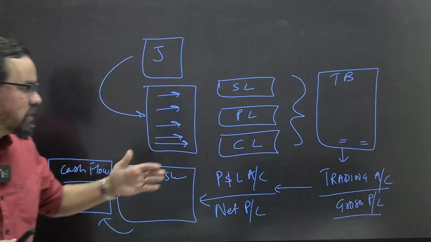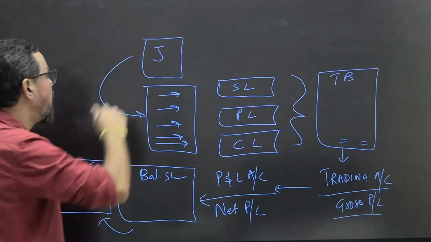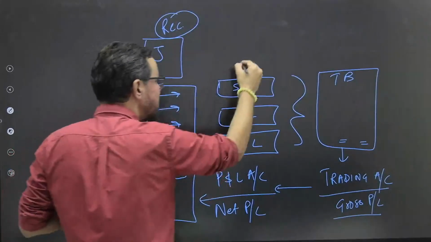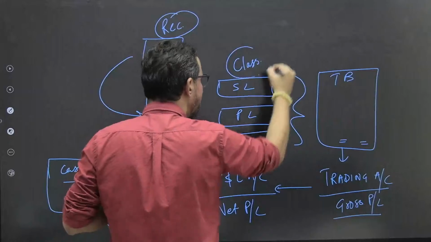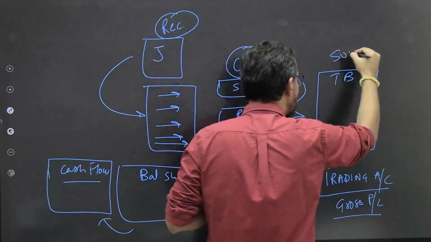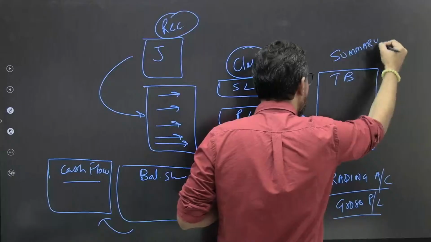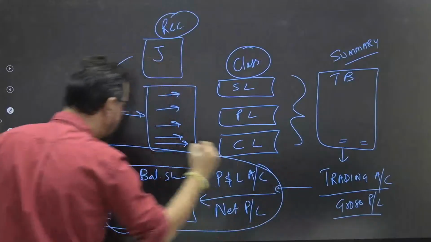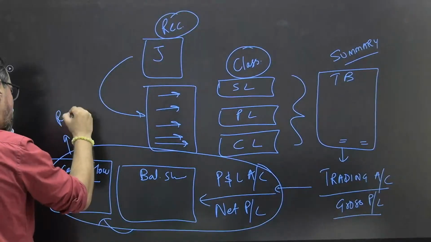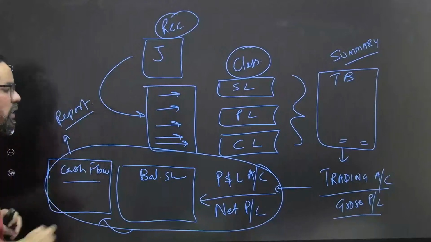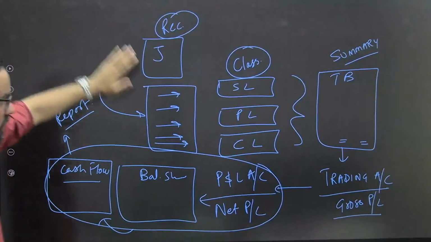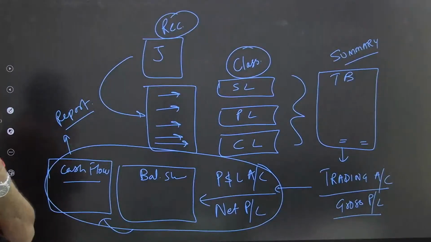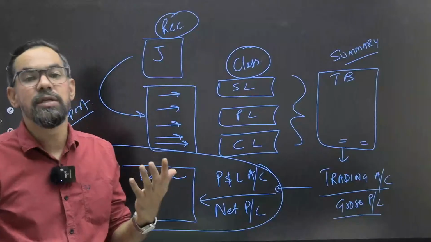Now this comes under recording, this comes under classifying. What we are doing is classifying. This comes under summarizing. And these three things basically come under reporting. So recording, classifying, summarizing and reporting are the parts of this. Then after that, the final step is interpretation.